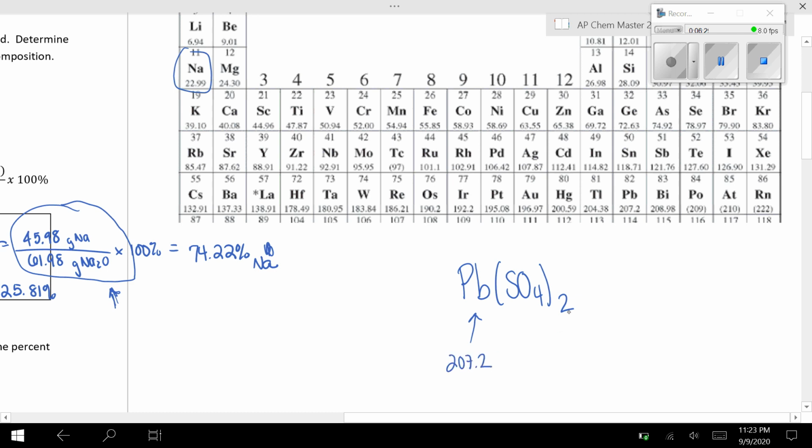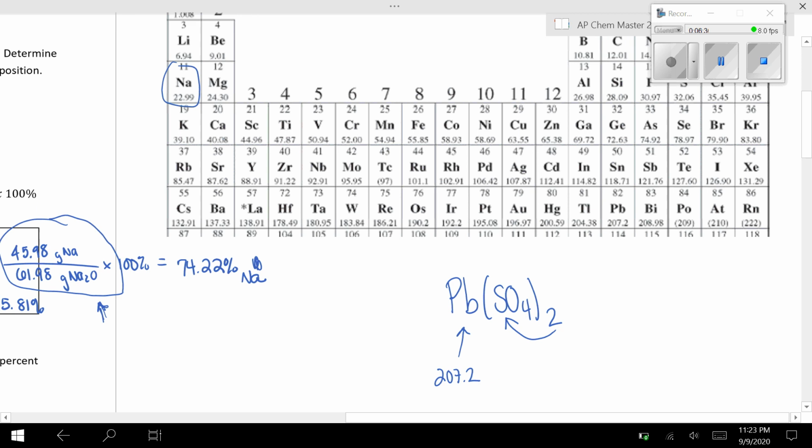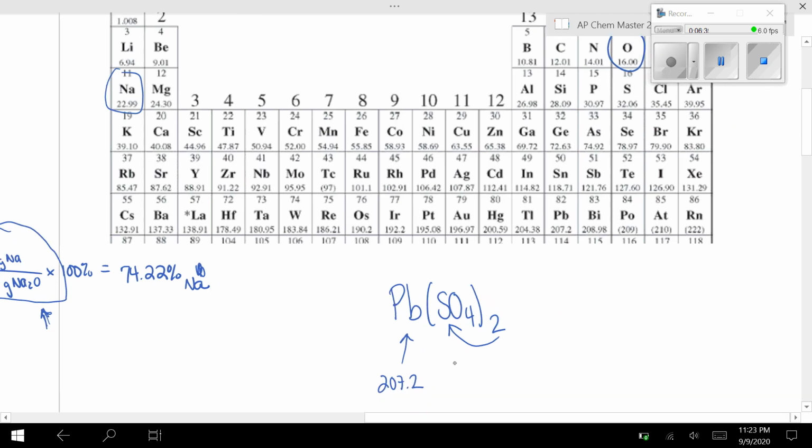And then this 2 distributes, so we have 2 sulfates, which means you have 2 sulfurs. So for the sulfur, it would be 2 times 32.06. And then you'd have 2 times 4, you'd have 8 oxygens. So for your oxygen, the mass of your oxygen would be 8 times 16.00. I just wanted to point out how to deal with polyatomic ions and a number outside the parentheses. All right, hope this helps.